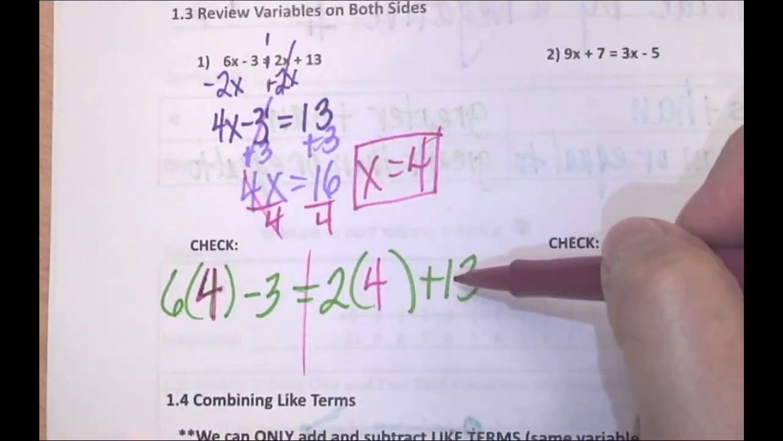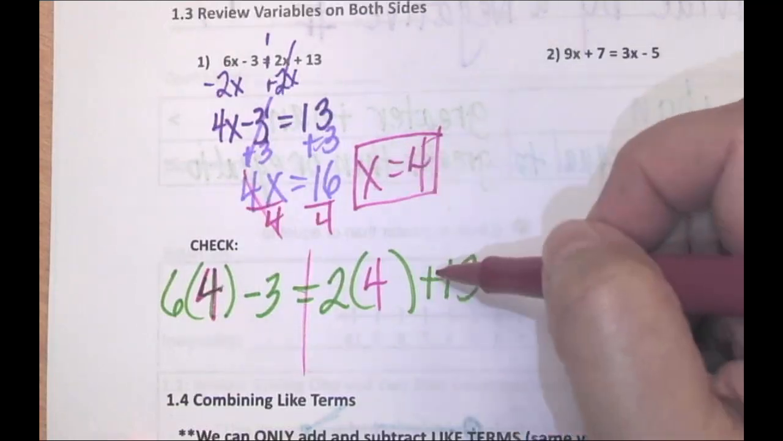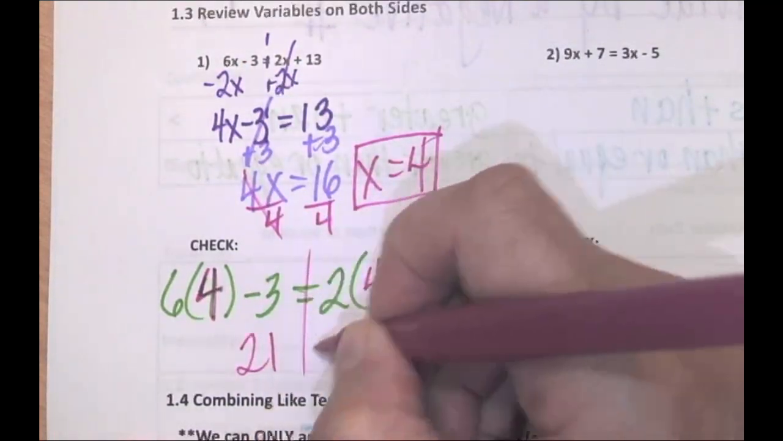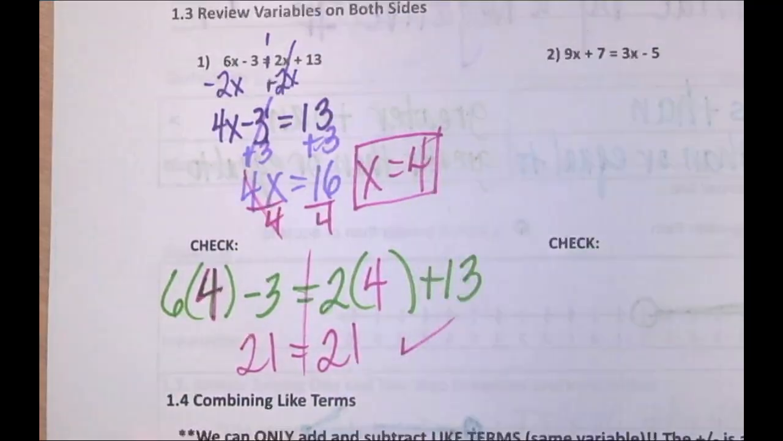Then we're going to do the math and see, is 4 actually the value of x that makes this a true statement? Well, it makes this 21 and this 21. That is a true statement. So yes, my answer checks.